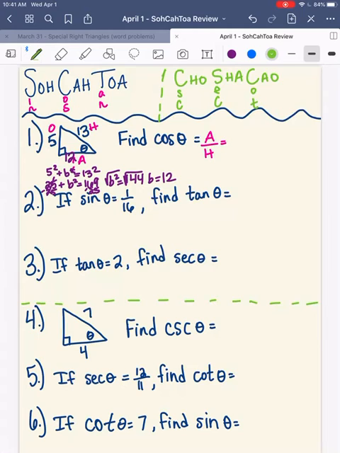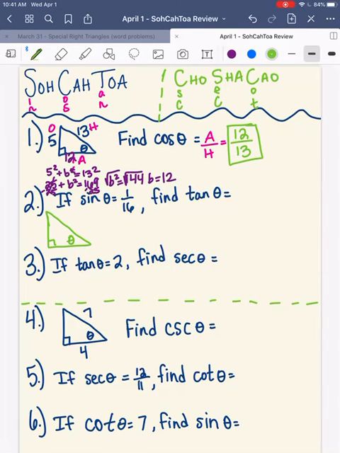So now we can fill in our answer. So our answer is the adjacent side is 12, the hypotenuse side is 13, and we're done. Okay? All right, so how is number 2 a little more challenging? Well, first of all, it does not have a picture, so let's draw the picture.